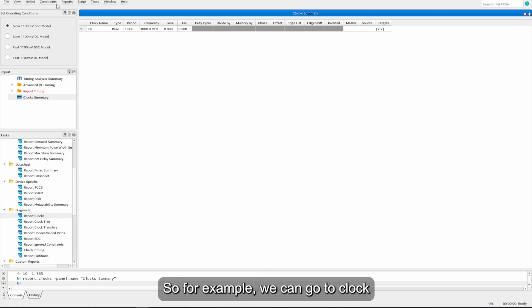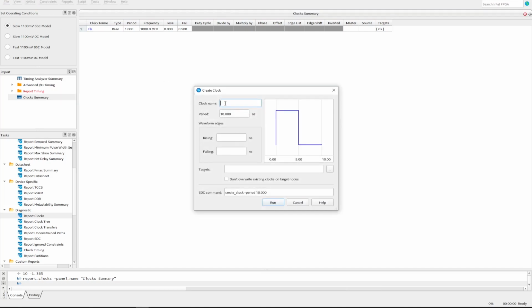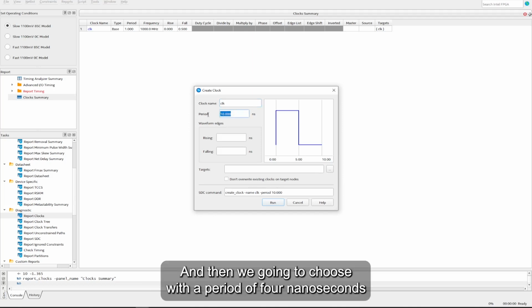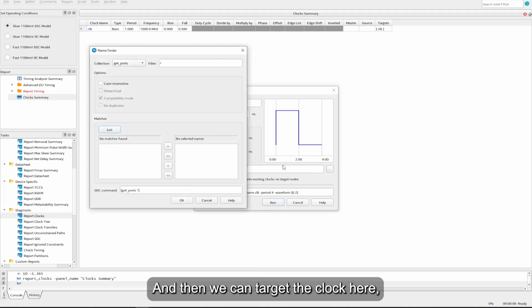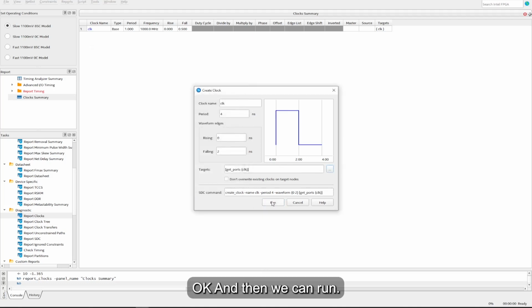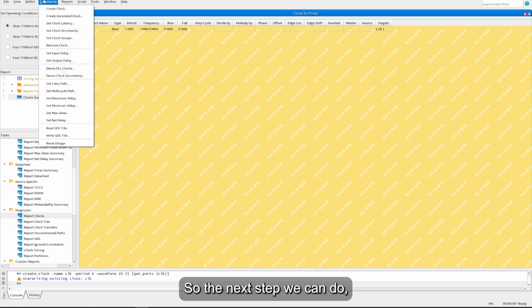So for example, you can go to clock, and then we can create a new clock, and then we can just write clock here, and then we can choose a period of 4 nanosecond as in our test bench file, and then from 0 to 2, and then we can target the clock here, which is this one. Okay, and then we can run. So the next thing we can do, we can write the SDC file.